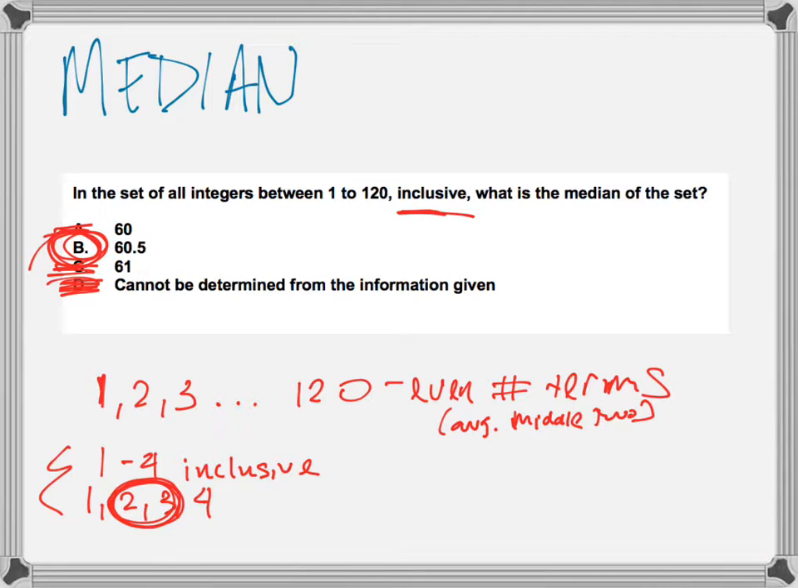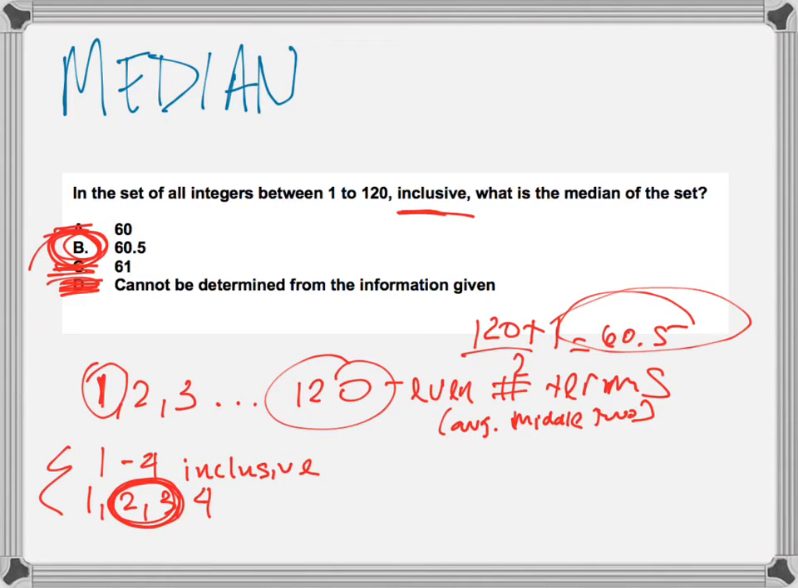We can determine it because we know how many numbers there are. We're just not going to write out 1, 2, 3, 4, 5, 6, 7, and all the way up. Another way to think about this is that the middle number is going to be the average of your first and your last terms. 120 plus 1 over 2 also tells you that it equals 60.5. So answer choice B.